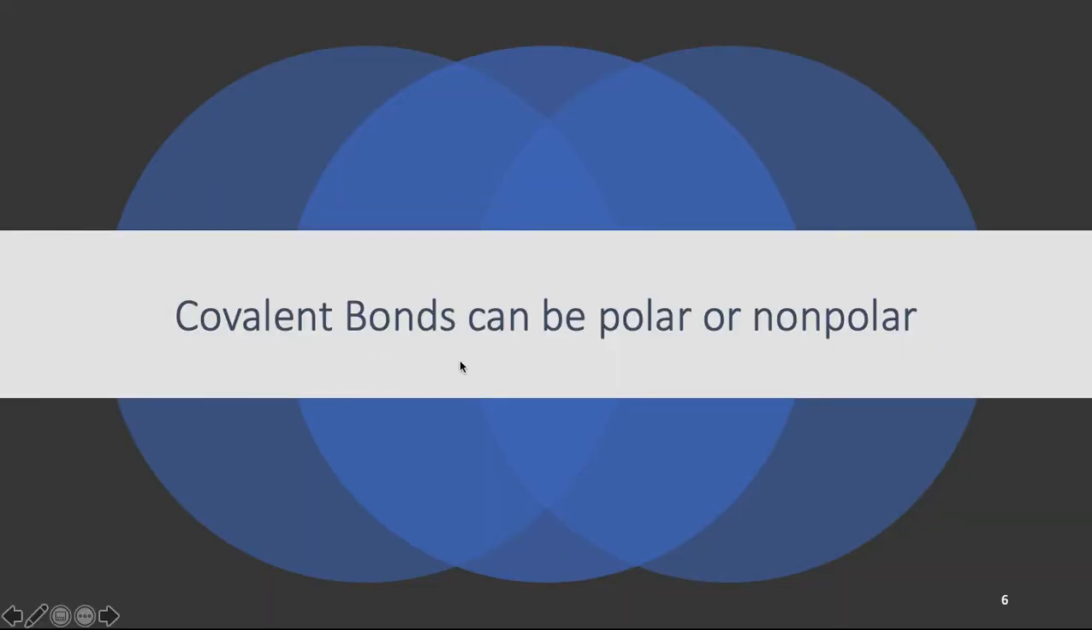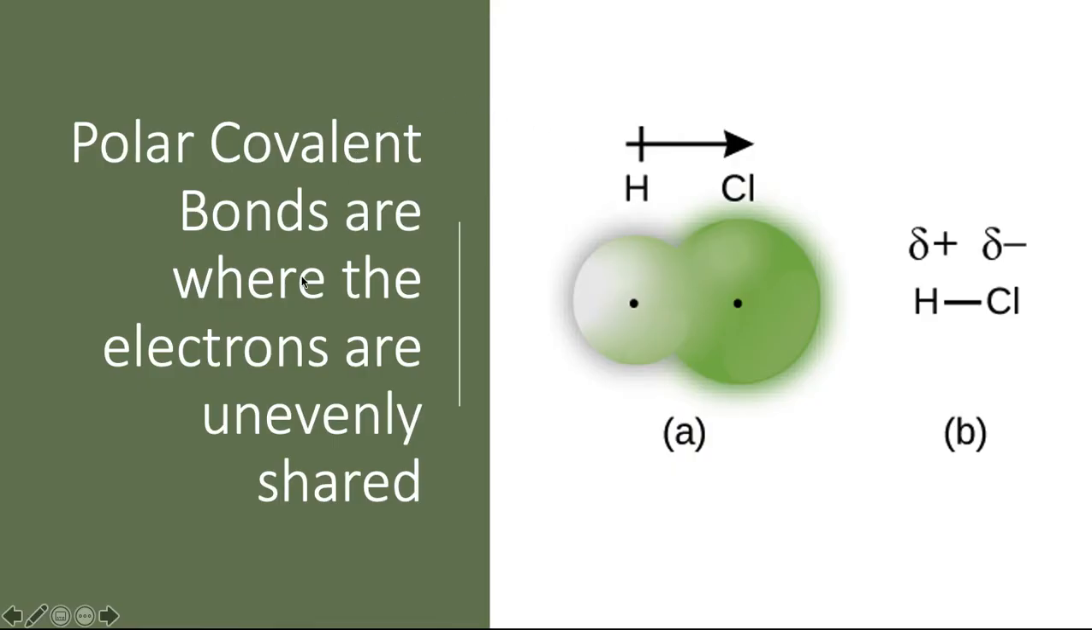When we talk about covalent bonds, there are two different kinds, or two groups. We divide them into polar covalent bonds and nonpolar covalent bonds. What does polar mean? Well, the polarity depends on how well the electrons are shared, how equally they are shared between the elements.